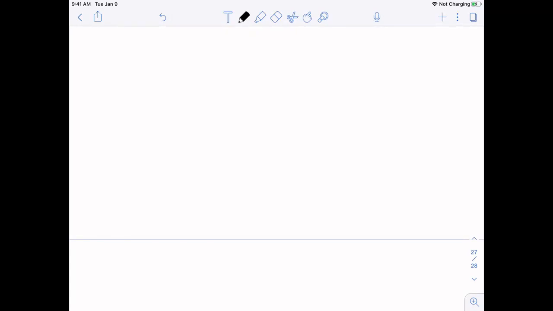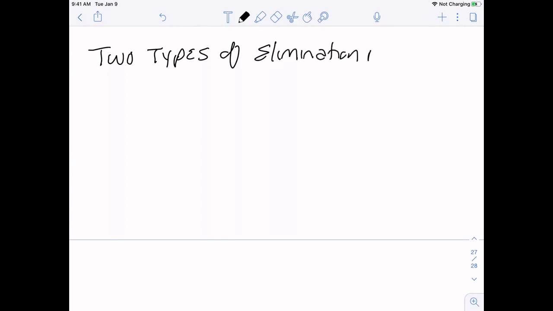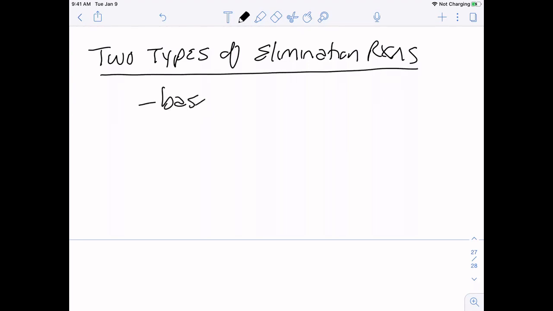So just like we did with the substitution reactions, we're going to have two types of eliminations based on kinetics. So two different mechanisms based on the kinetics of that mechanism. So two types of elimination reactions. And again, this is based on kinetics. Right? Basically two different types of mechanisms.